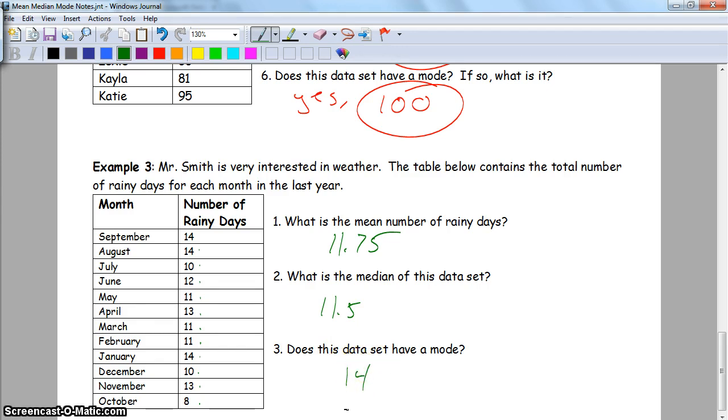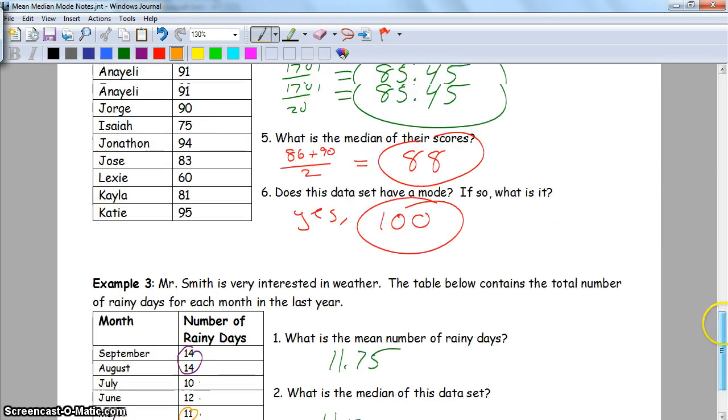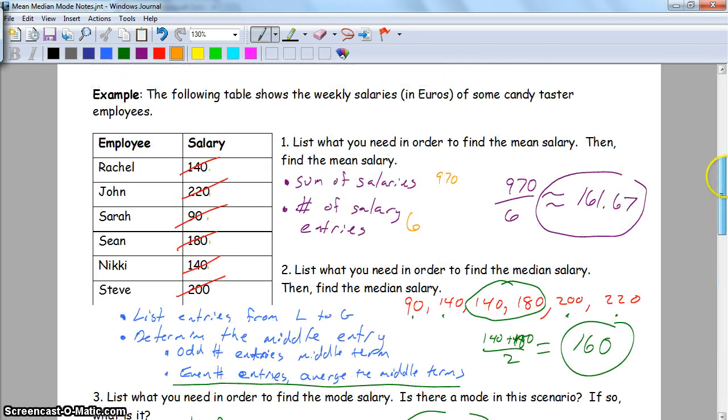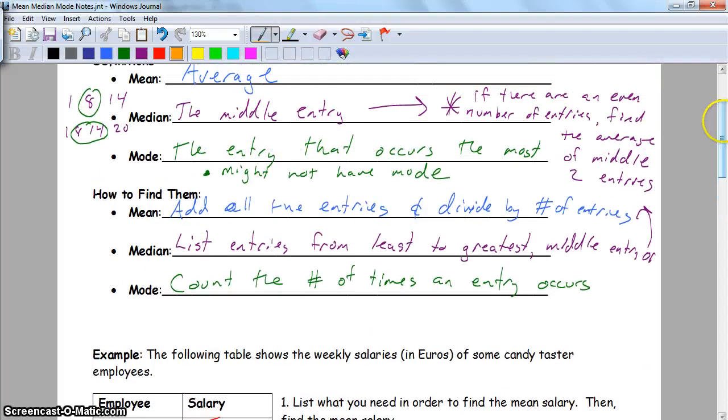So, actually, excuse me. I'm sorry. 14 happens once, twice, 3 times. 11 happens 3 times as well. So I'll tell you what, there's actually 2 modes that can happen. In fact, let's go and adjust our notes. You might not have a mode at all, but here's the thing. It also might have more than one mode.